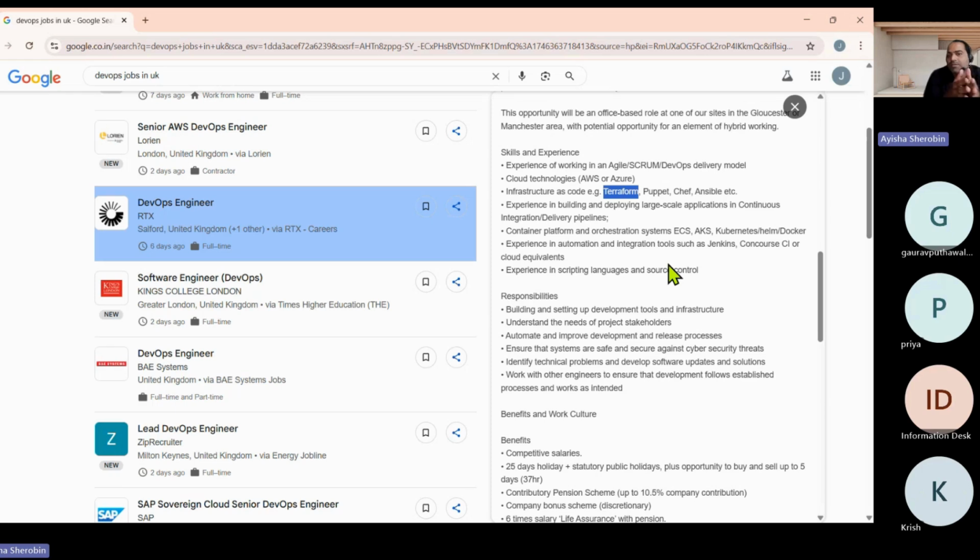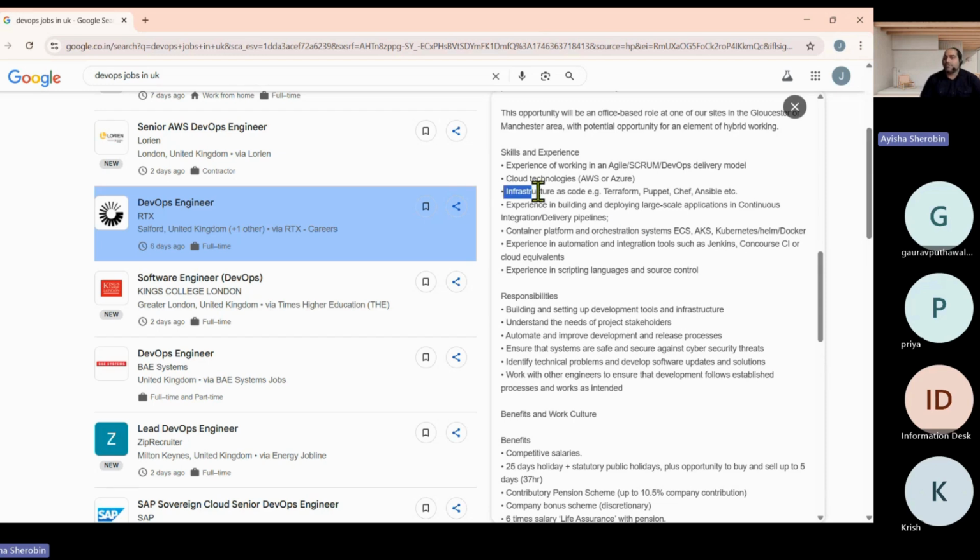DevOps is of different types: AWS DevOps, Azure DevOps, open source DevOps, GCP DevOps. A lot of different DevOps approaches are there, right? So learning open source DevOps is very important, with tools like Terraform, Ansible, Chef, Docker, Kubernetes, Jenkins. These are the most in-demand open source tools asked for by most organizations.